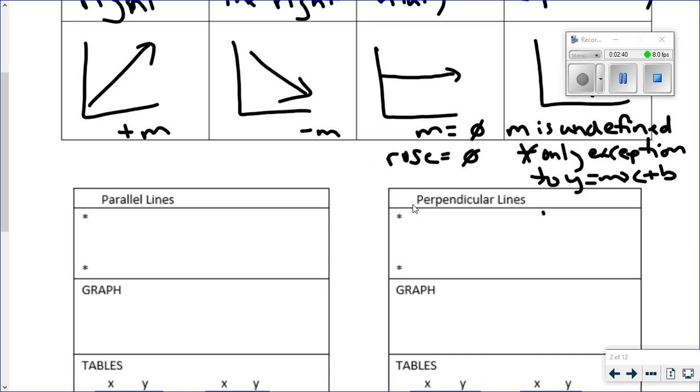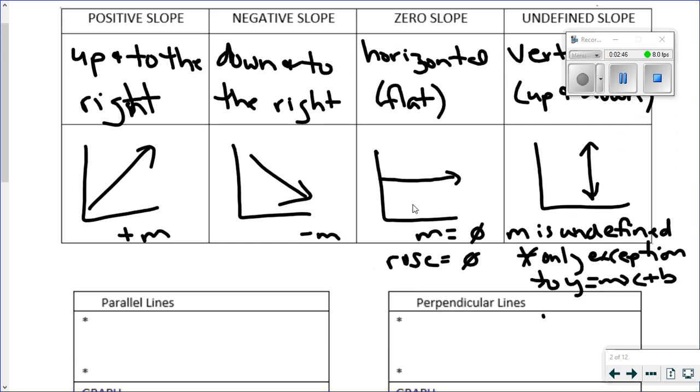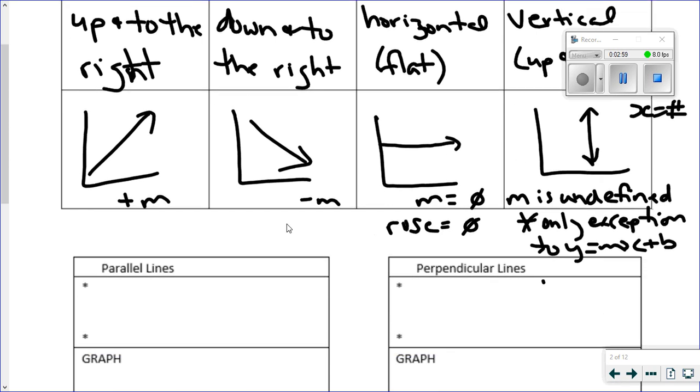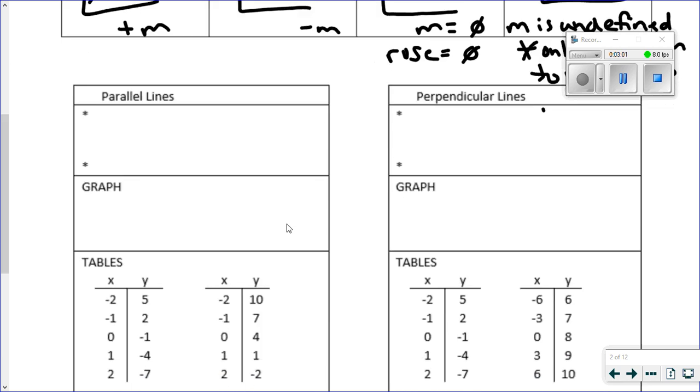Actually, do we? Well, you know what? Let's be on the safe side. This is going to end up being x equals a number, right? Everything else is y equals mx plus b. This is x equals something. It's the only exception to y equals mx plus b.